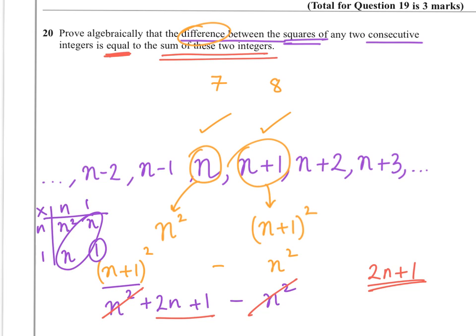Now you've got to see whether that is equal to the sum of these two integers that you started with. Well, you started with n, and you had the next consecutive one, which was n plus 1, and if you add those together, you get 2n plus 1, which is exactly the same.